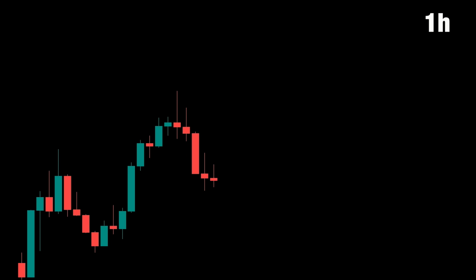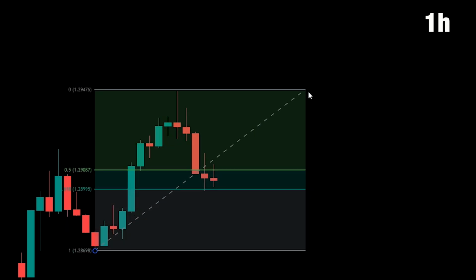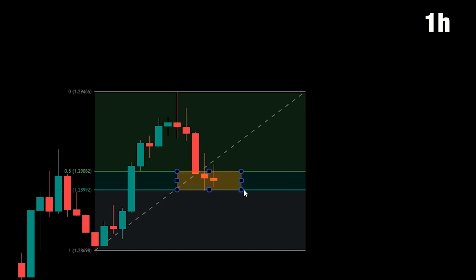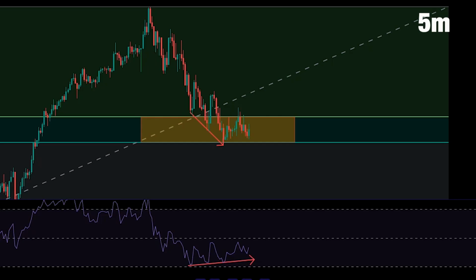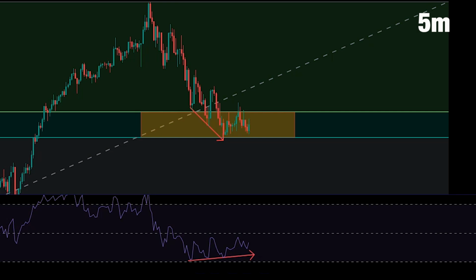Let's look at this interesting example together. In the 1-hour time frame, we draw the golden zone and then move to the 5-minute time frame. The price once again reaches the golden zone with a triple touch. As you can see, the divergence is clearly visible, so everything is ready for entry.